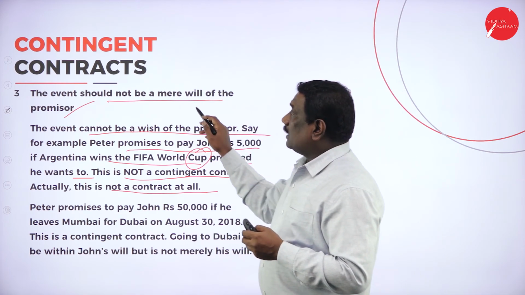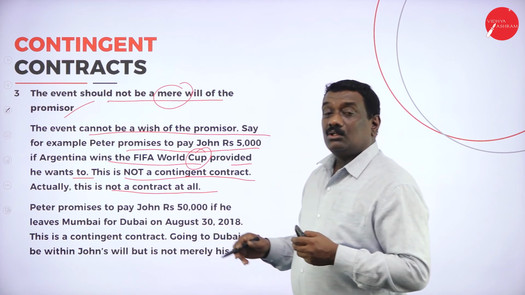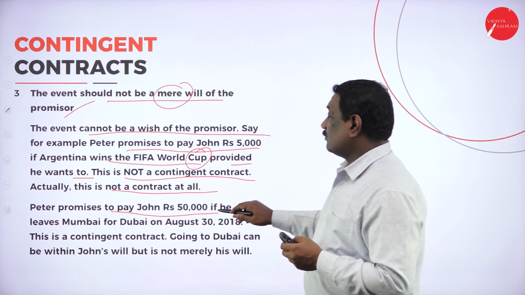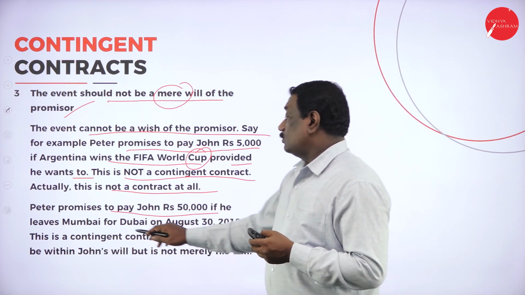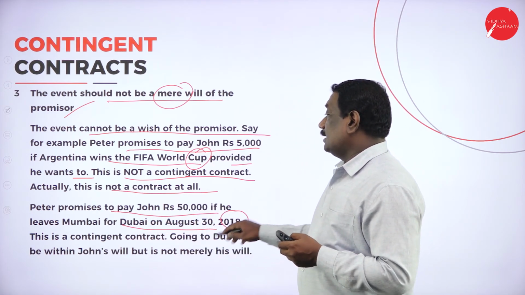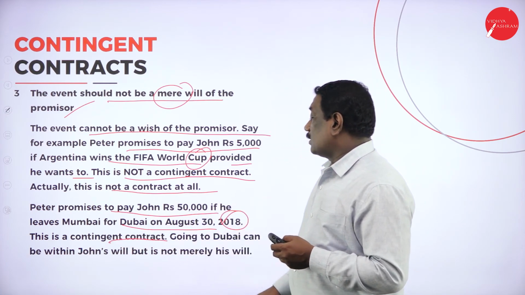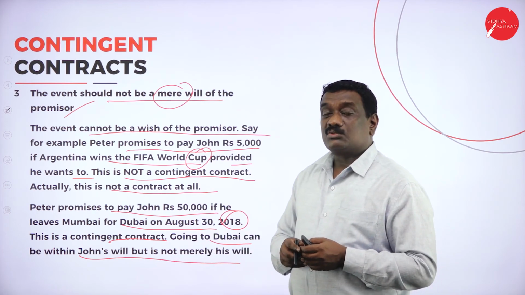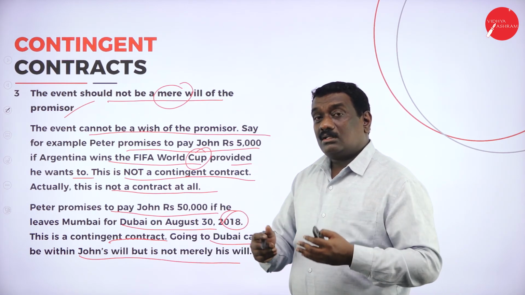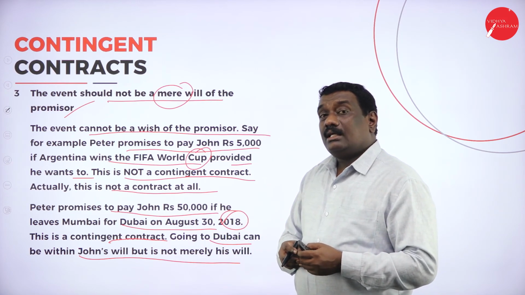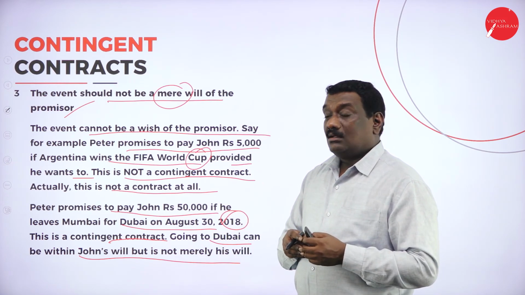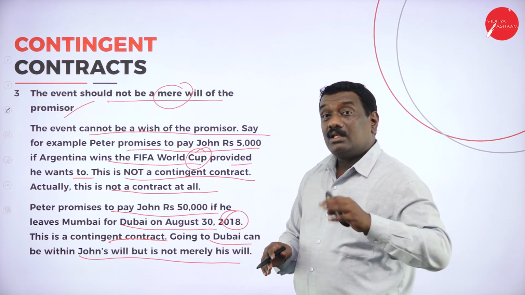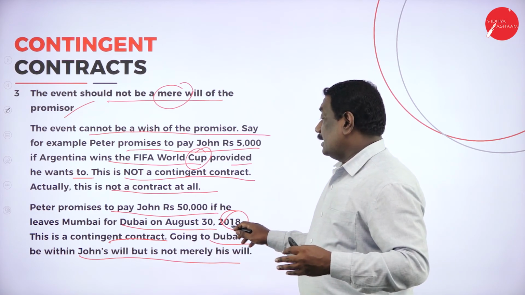So here, just by a mere will of the promisor, you cannot call it a contract. Peter promises to pay John rupees 50,000 if he leaves Mumbai for Dubai on August 30, 2018. But this is a contingent contract because going to Dubai can be within John's will, but it is not merely his will. So if John is willing to go on that particular date, then it becomes a contingent contract.